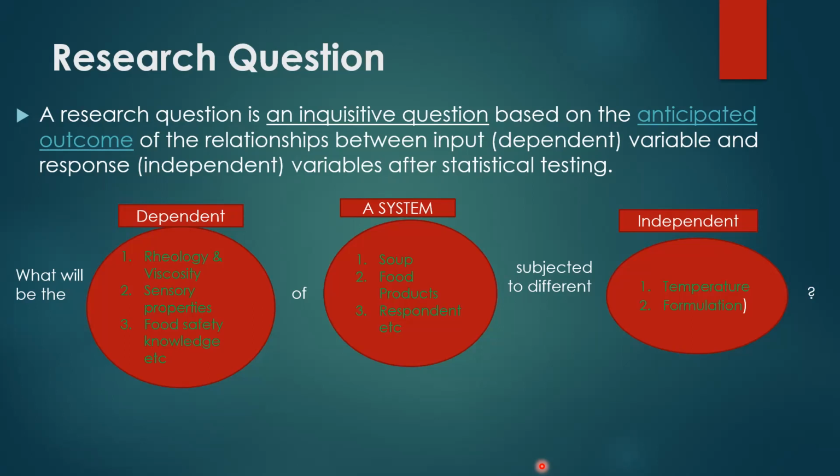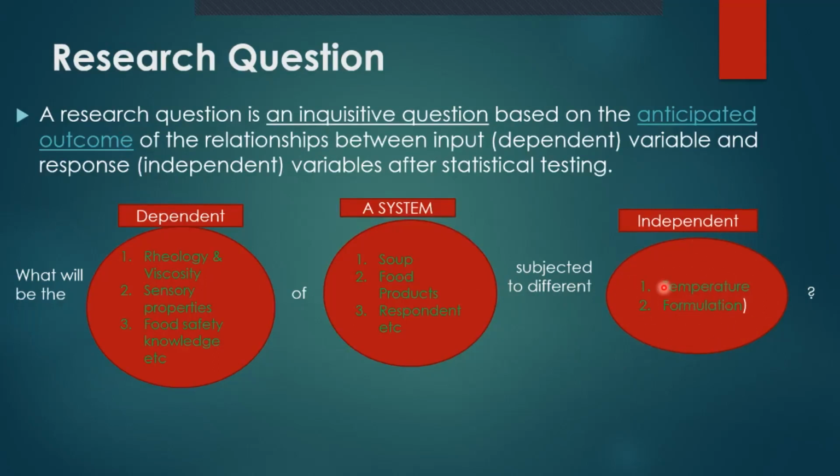You remember saying there's a phenomenon that you are investigating. Okay, so the phenomenon is usually embedded in the dependent variable. Let me just use this one: what will be the rheology of soup subjected to different temperature? So remember, I told you that the independent variable must have groups.